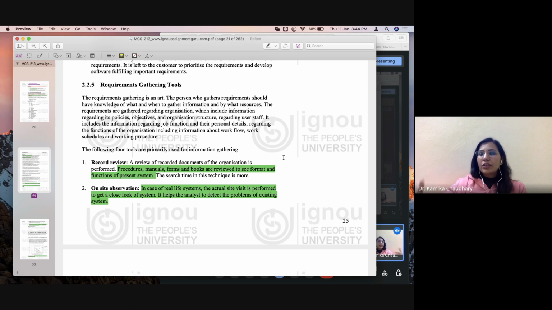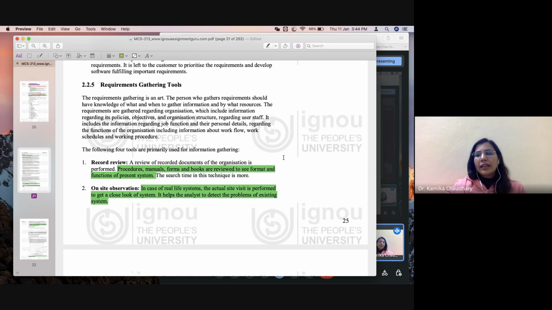Second is on-site observation. On-site observation means if we are developing a system which is a real life based system, the team is going to go to that particular actual site and have a closer look at the system.